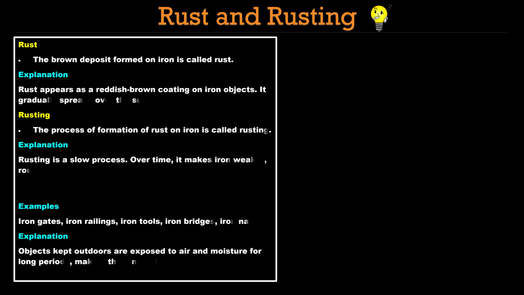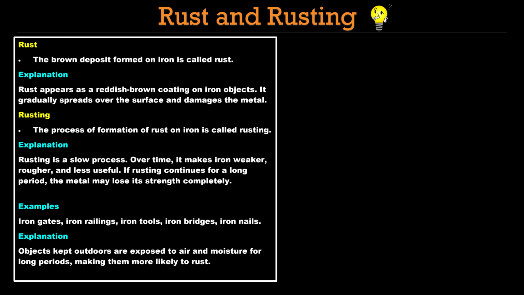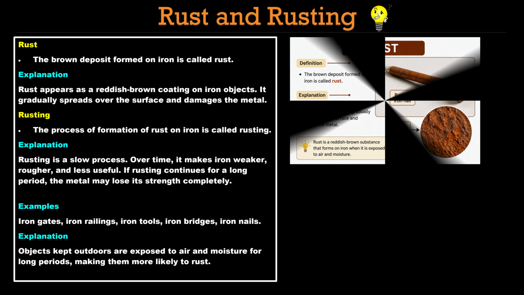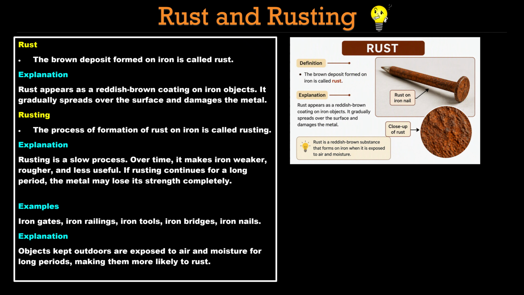Have you ever noticed an old iron gate, a railing, or a nail turning reddish brown after being left outside for a long time? That reddish brown substance is called rust. Rust is the brown deposit that forms on iron. It appears as a rough reddish brown coating on the surface of iron objects. At first, only a small part of the surface may be covered, but gradually the rust spreads and covers a large area. As rust continues to spread, it slowly damages the metal.